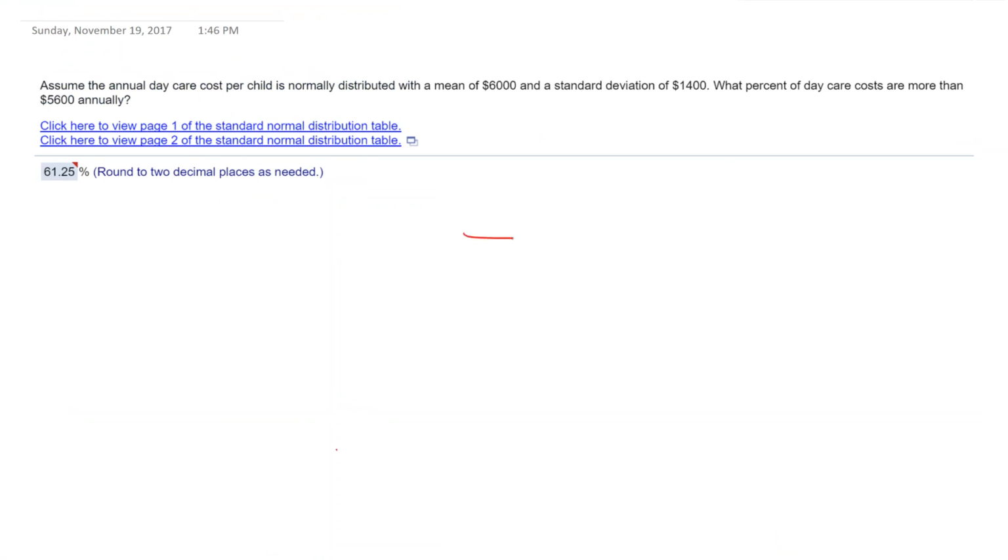A normal distribution problem is set up with a picture like this, where we have the mean in the middle. So our mean is $6,000. Our mean is symbolized in statistics with mu, or x bar if it's a sample mean. This is a population mean. So we have $6,000 for the mean, and then the standard deviation is 1,400. That's symbolized with sigma.